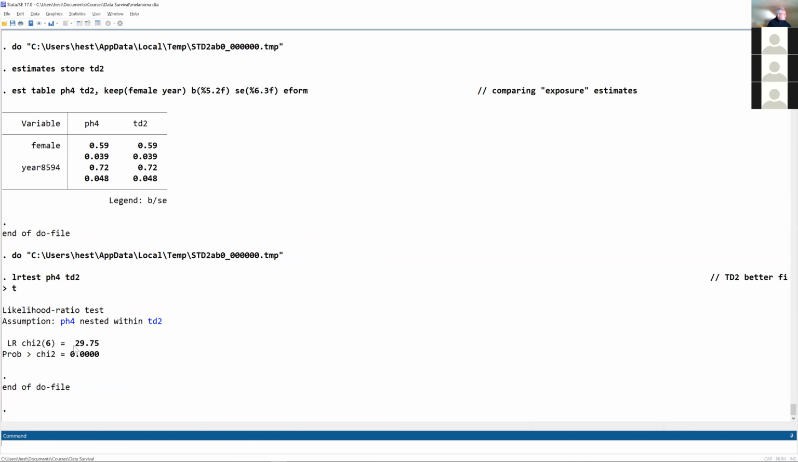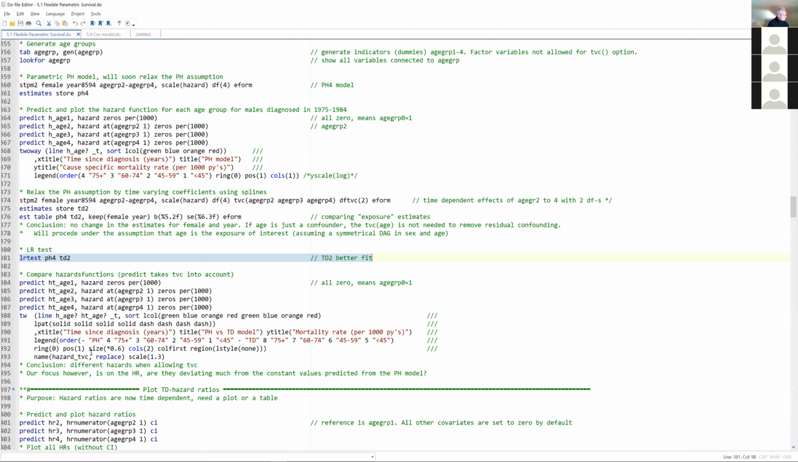And that has a p-value of 0. So clearly a different model when we're putting in time varying effects for age. Now we can do the predictions, and they are exactly the same as we did up here.